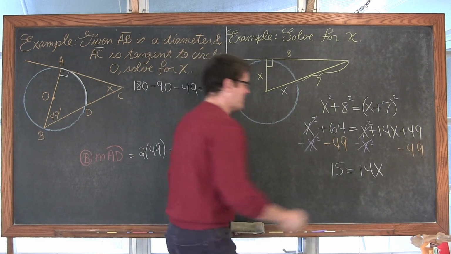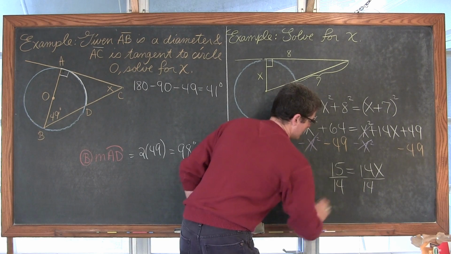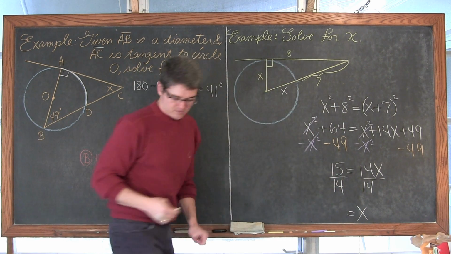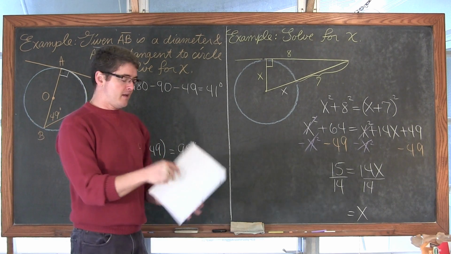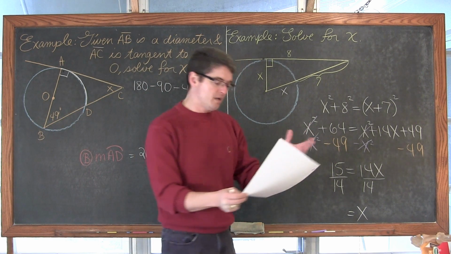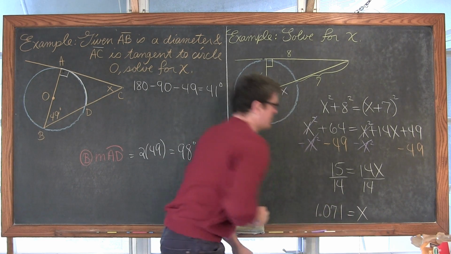We're going to divide both sides by 14 to undo that multiplication, and x is going to be equal to 15 over 14, which right off the top of my head is equal to 1.071. Okay, excellent.